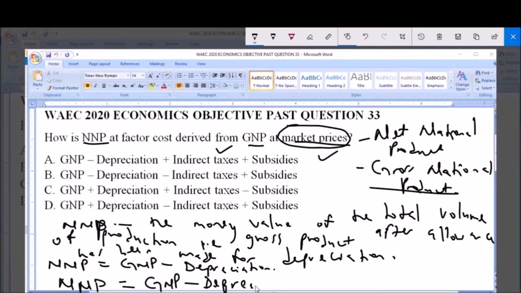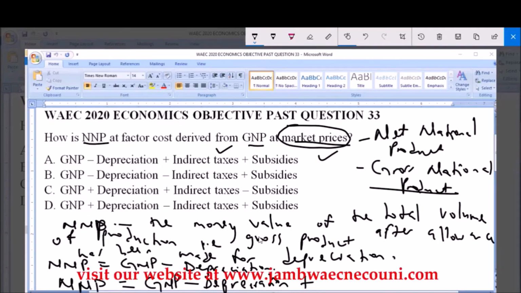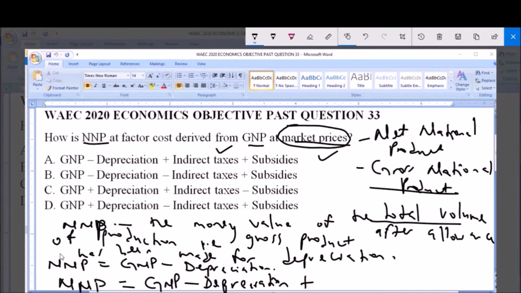depreciation, of course, and then as we said, the total volume of production is what you are taking into consideration. Total volume of production. So subsidies and indirect taxes are also under what affects the total money value in terms of production. So you add those values to the depreciation and then subtract it from the gross national product in order to get the net national product.